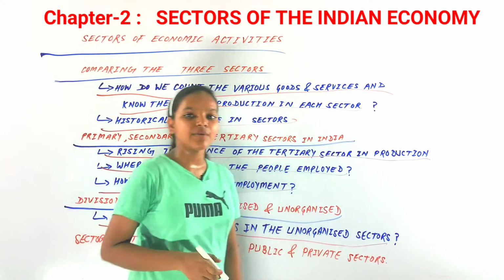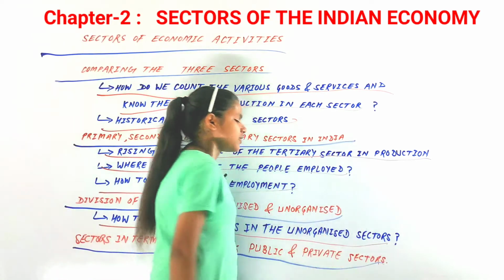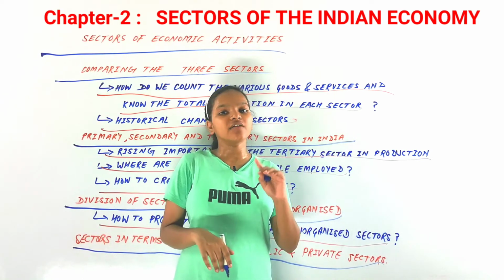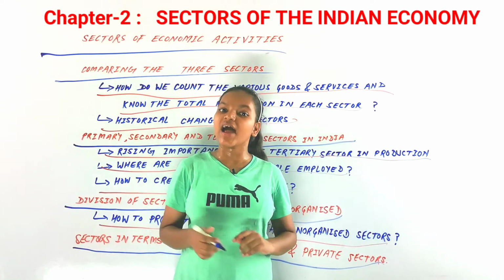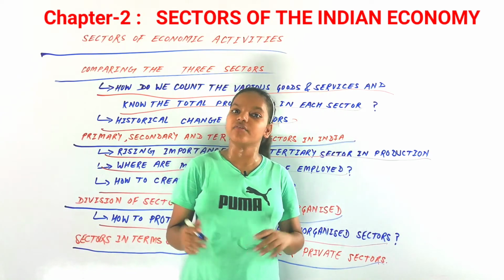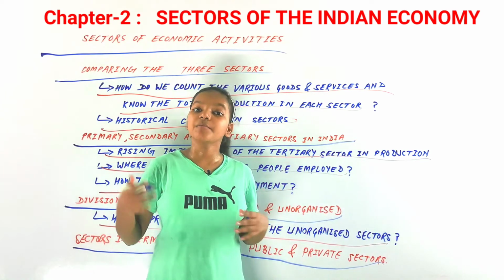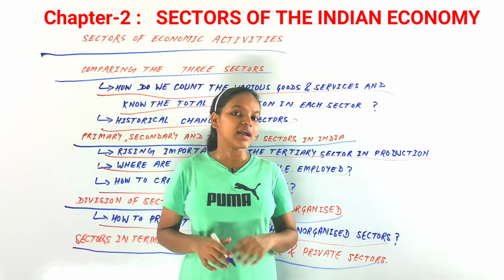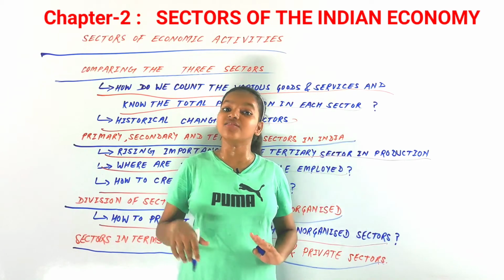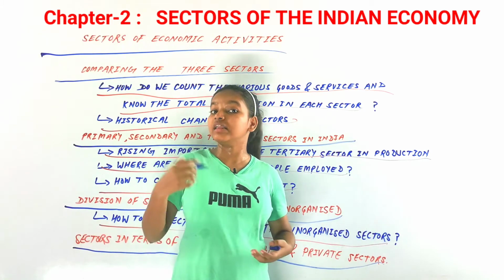After that, the next and last topic of this chapter is sectors in terms of ownership: public and private sectors. Now we have seen the classification of unorganized and organized. After that, we have another classification in terms of ownership, that is public sector and private sector. I guess all of you might know about these sectors. The public sector is provided by the government, whose assets and the work for which responsibility is of the government, and private sector is one for which responsibility and assets are of an individual or a company.